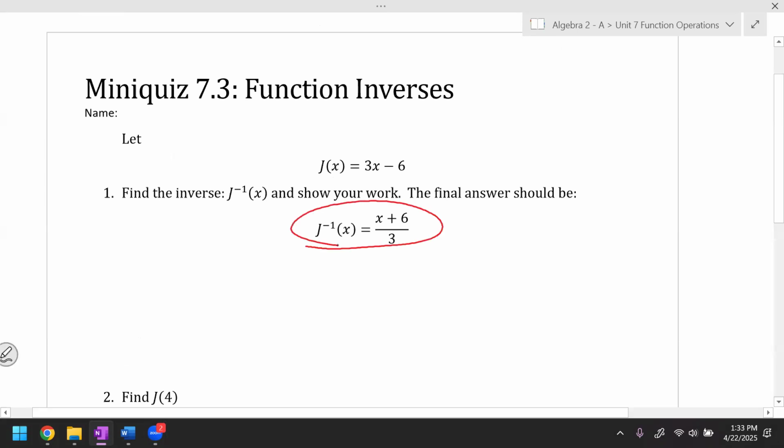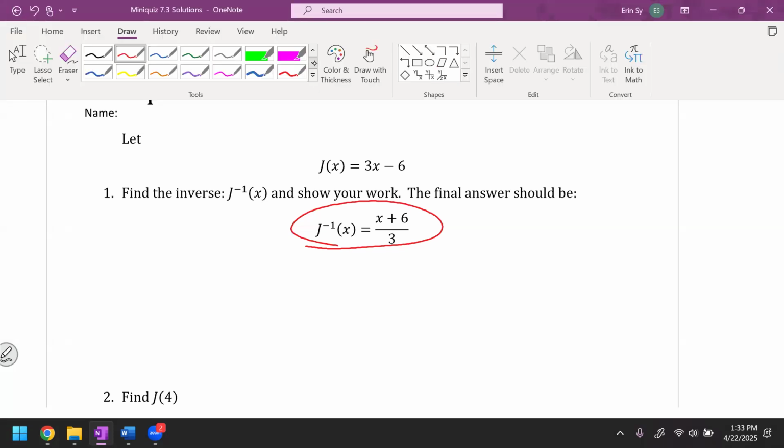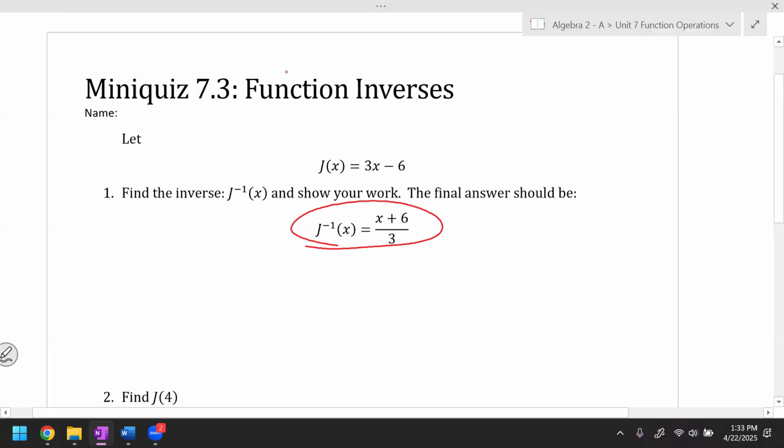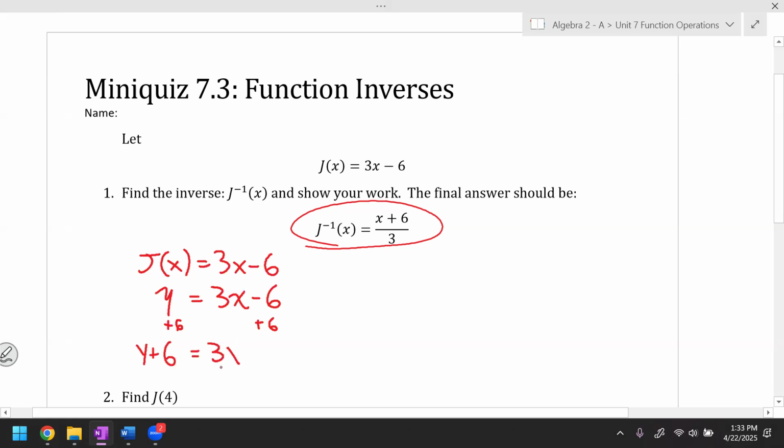Okay? To find the inverse of a function, all I have to do is solve for the input variable as the output, right? So if j of x equals 3x minus 6, well, I can call this y if I want, just to make it a little easier to move around, right? And now I can just solve for x instead of y. So let's add 6 to both sides. y plus 6 equals 3x. And now if I divide both sides by 3, there we go.